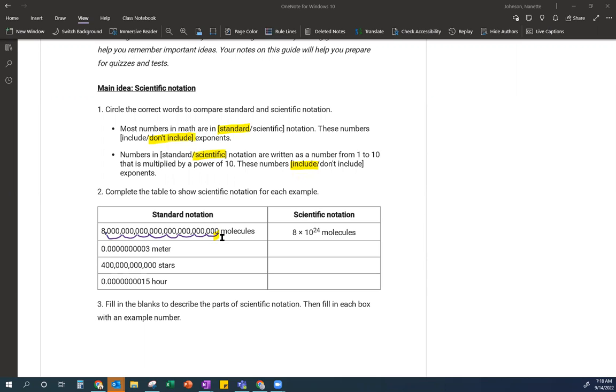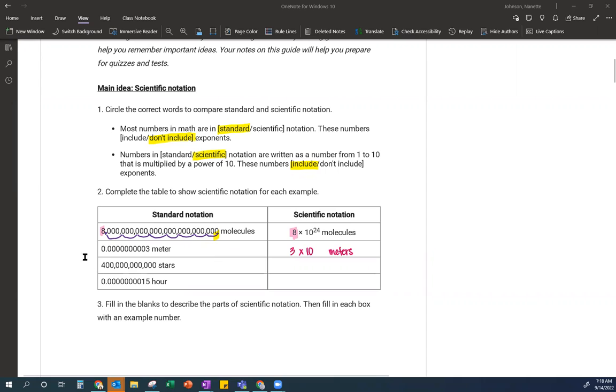So if you notice here, this 8 here is this 8 here. And you're really counting how many decimal places you're moving over. So that's why we have that 8. Okay, so for this one, you're going to do the same thing. Notice it's going to be a 3 times 10 to the something, so you can already write that down, right? And I know it's going to be meters, so I'm going to write meters.